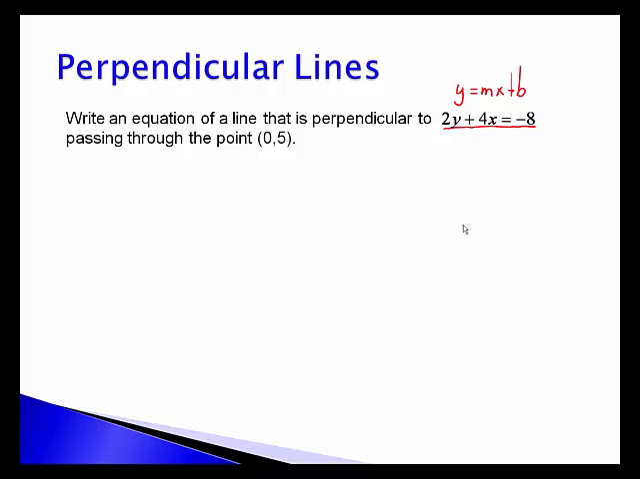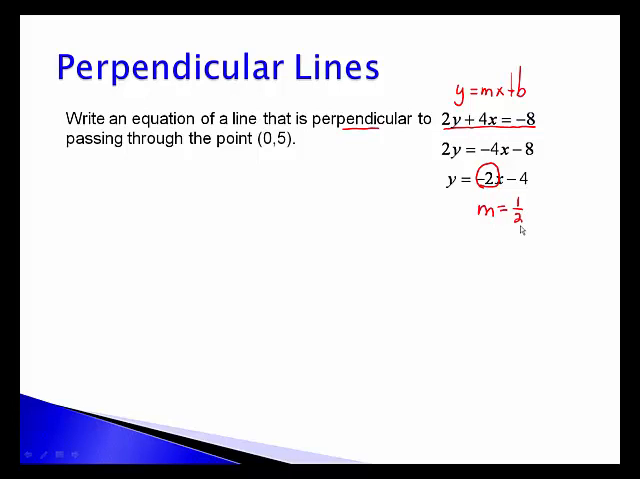Our steps would be subtract 4x from both sides, and then divide everything by 2. That would give us y is equal to a negative 2x minus 4. Now you can tell me what the slope is, and it is a negative 2. But remember, we want a line that is perpendicular to that. That means we need to change its sign and flip it. So the line we're looking for will have a slope of m equal to a positive 1/2.